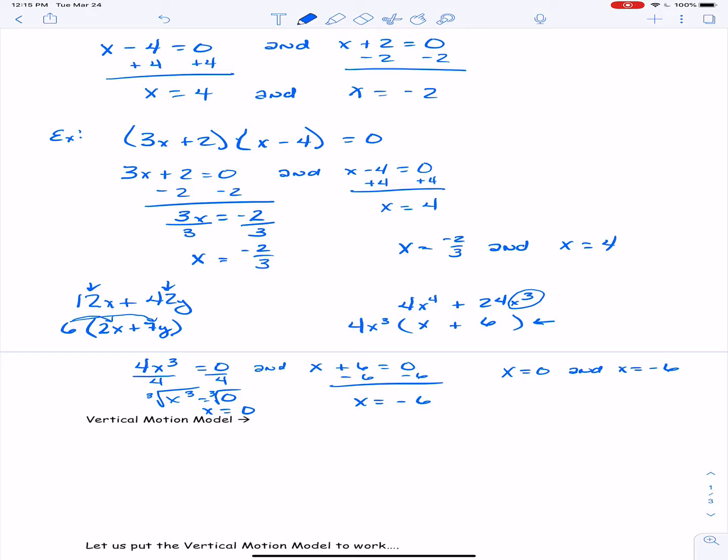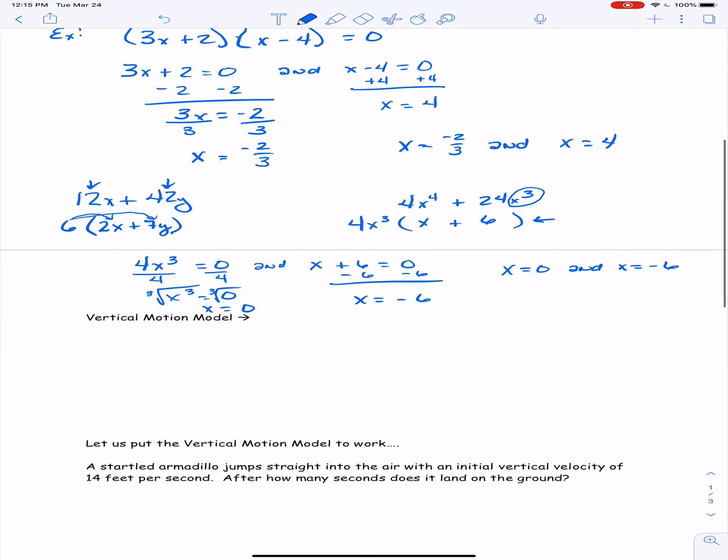Now, something that we're going to talk about that's really important is called the vertical motion model. We have gravity on Earth, and every time we throw something, it's going to land on the ground. Well, we have a formula that we use that's a polynomial that allows us to figure out different parts of this problem. So this is a formula that you need to memorize. So we're going to talk about this formula as h equals negative 16t squared plus vt plus s.